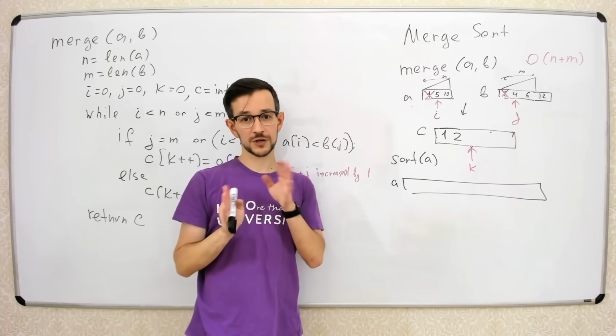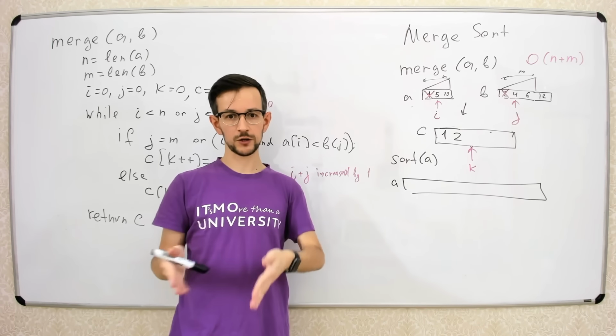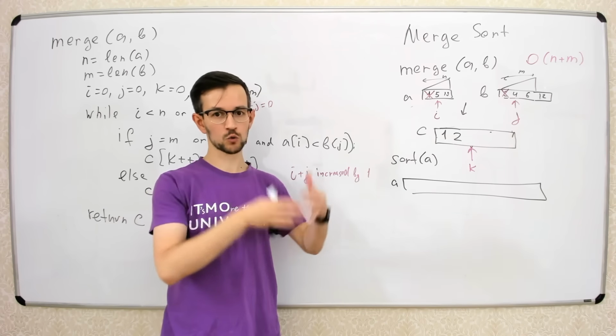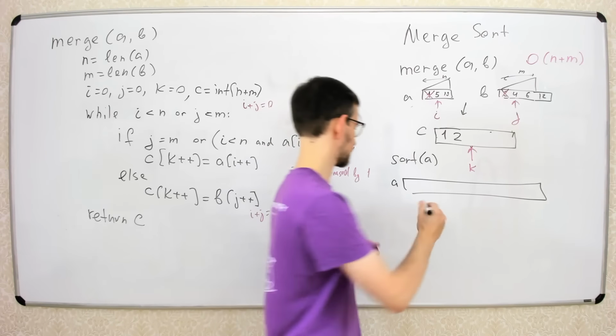How does the divide and conquer technique work? You have some array, and you need to perform some procedure. You split this array into several parts. In our case, into two parts. So we'll split this array into two halves.